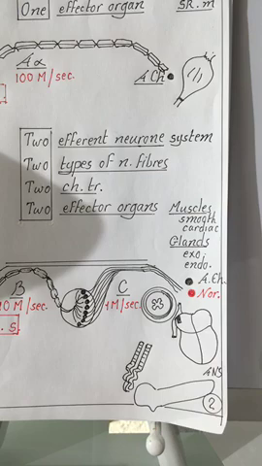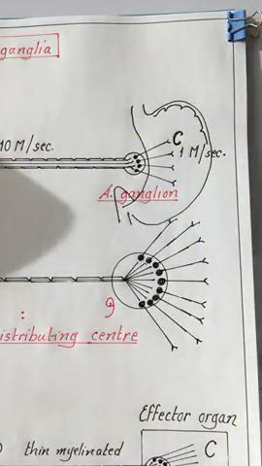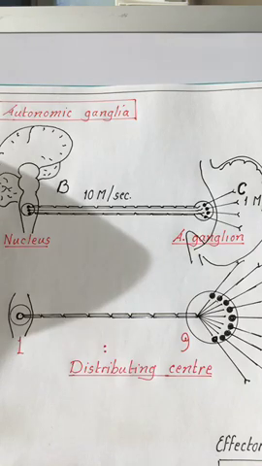Now we come to the autonomic ganglia. By definition, what is the definition of autonomic ganglion? A ganglion is a collection of postganglionic neurons outside the central nervous system. MSQ fact. Whereas a nucleus is a collection of preganglionic neurons inside the central nervous system.